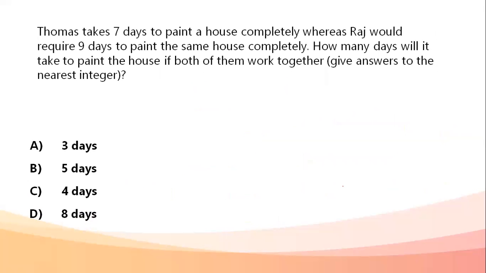Okay. Next question. Thomas takes 7 days to paint a house completely, whereas Raj would require 9 days to paint the same house completely. How many days would it take to paint the house if both of them work together? Very simple. Okay. So Thomas is taking 7 days, Raj is taking 9 days.